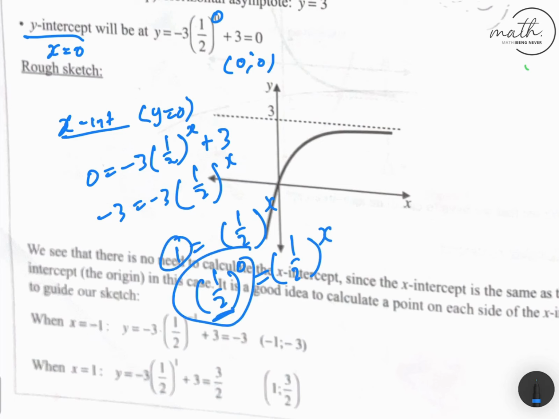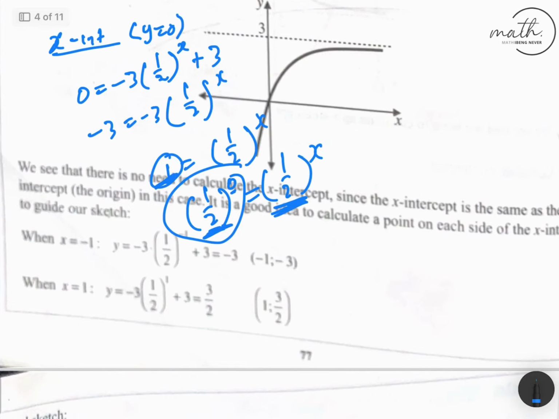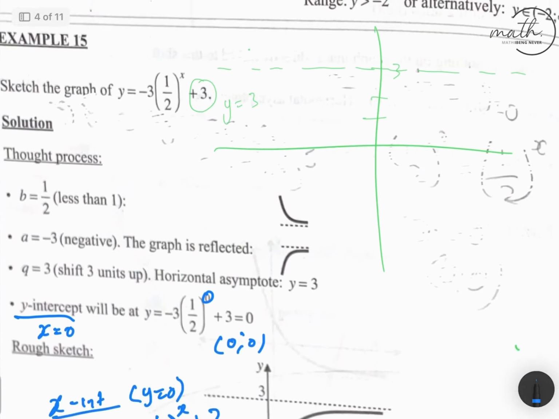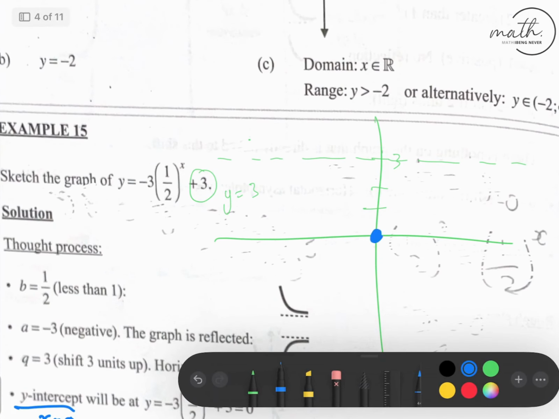So I just wanted to have the same base. To do that, I just raise it to exponent 0. Anything to exponent 0 is back to 1. So you can do that with any number as long as you get them to be the same. That means x is 0. So also it's 0, 0. In this case, you're only going to have 1 point, 0, 0. Both x and y-intercept are here.